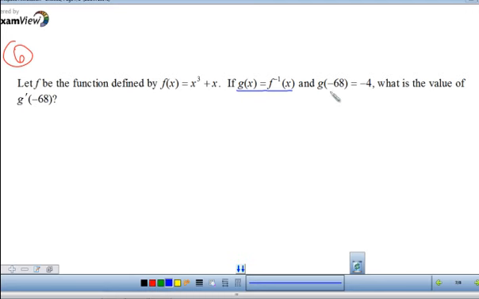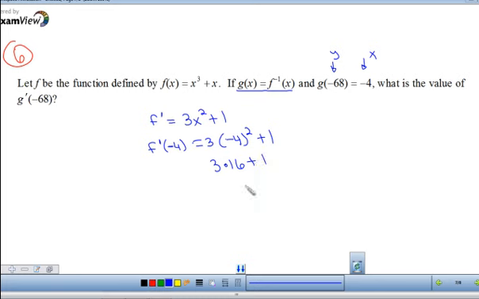Okay, so remember, since g is my inverse, negative 68 is my y value, and negative 4 is my x value. So I'm going to find the derivative of my original function, and I'm going to substitute the x value. I'm going to have 3 times 16 plus 1, 48 plus 1. So the derivative is 49. So the derivative of the inverse, which we're calling g, at the y value would be the reciprocal.